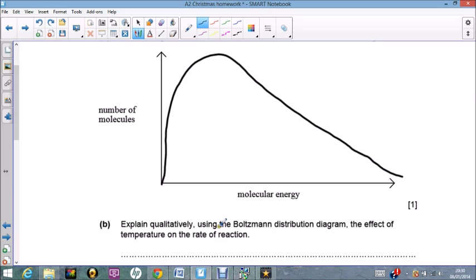Underneath it says, explain qualitatively using the Boltzmann distribution diagram the effect of temperature on the rate of reaction. For that, I don't really need to write anything. I'm going to draw a second curve.